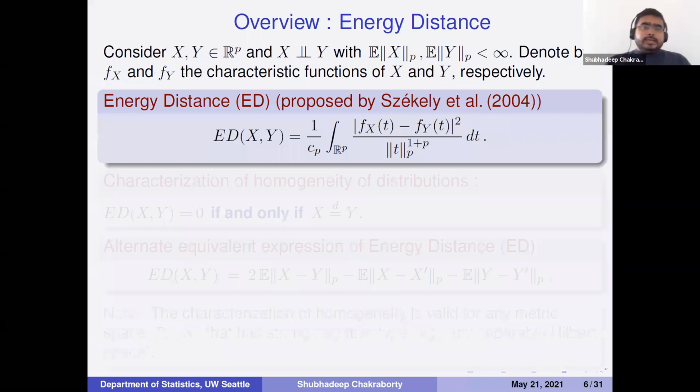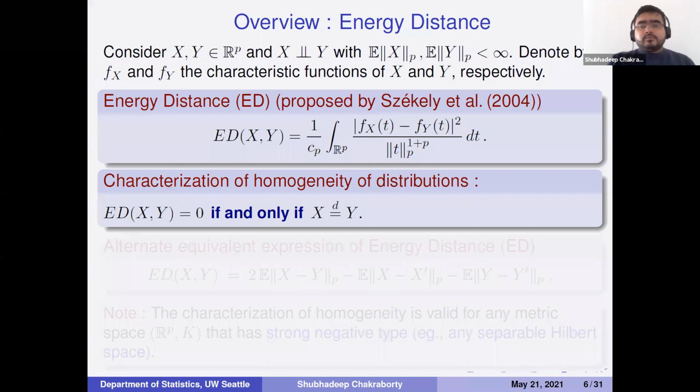What is immediate from the definition of energy distance is that if X and Y are identically distributed, then their characteristic functions should match almost everywhere, making this quantity 0. On the other hand, if this quantity is 0, because it's an integral of a non-negative function, the characteristic functions of X and Y should be equal almost everywhere. So essentially, what is immediate from the definition is a complete characterization of equality of distributions. That is, energy distance between X and Y is 0 if and only if X and Y are identically distributed.